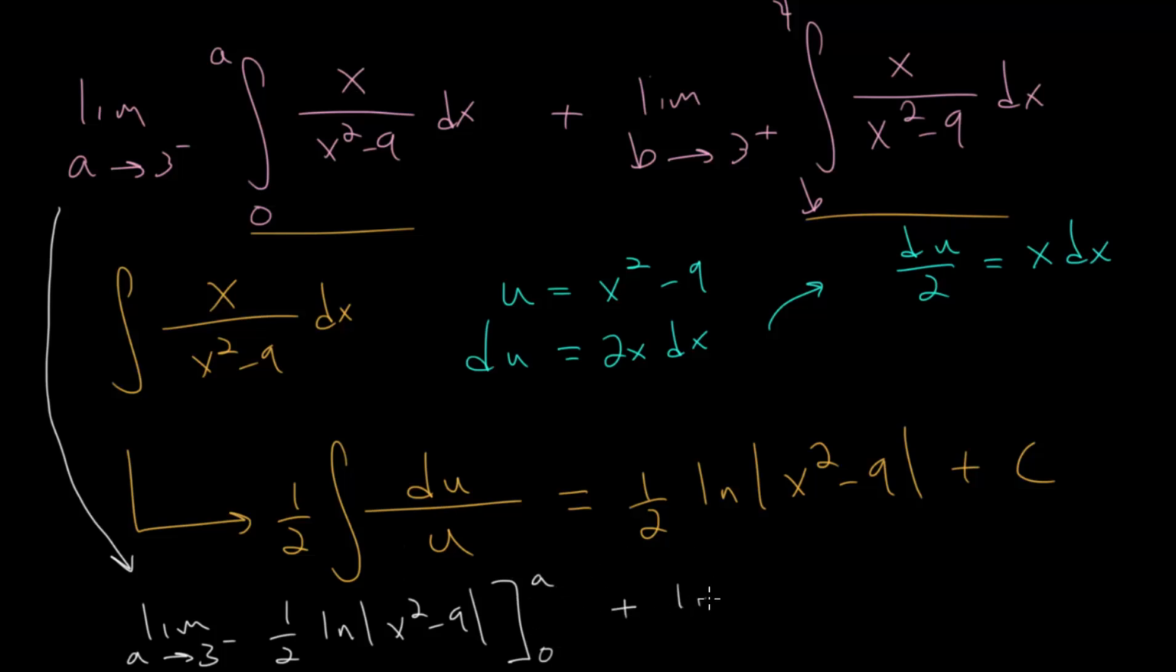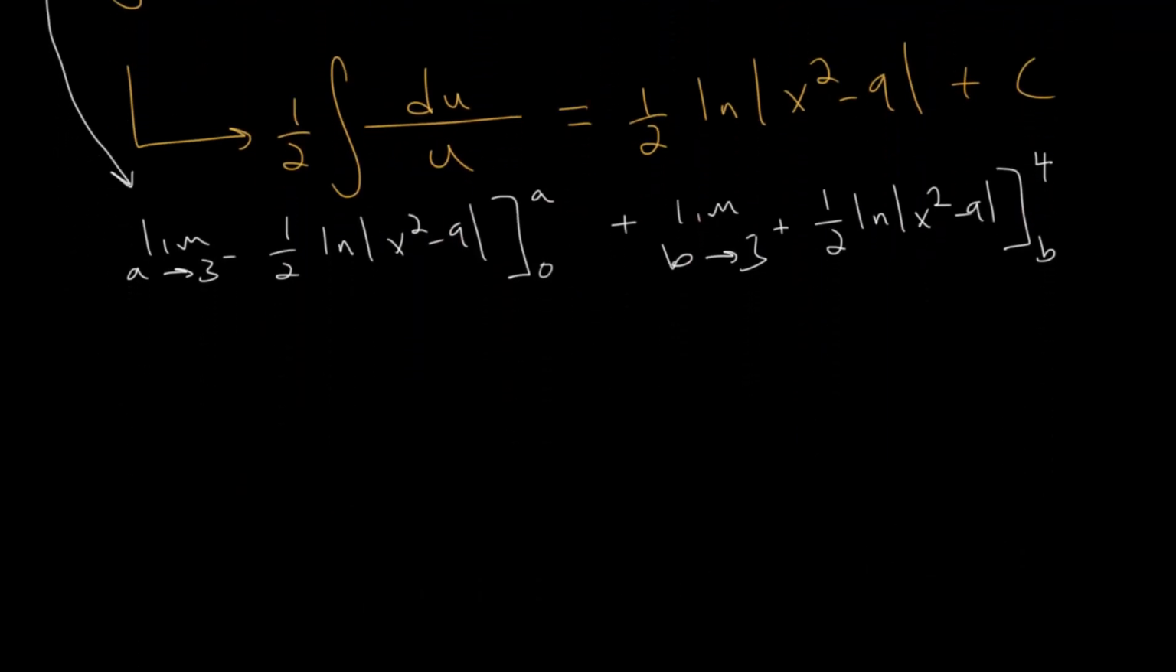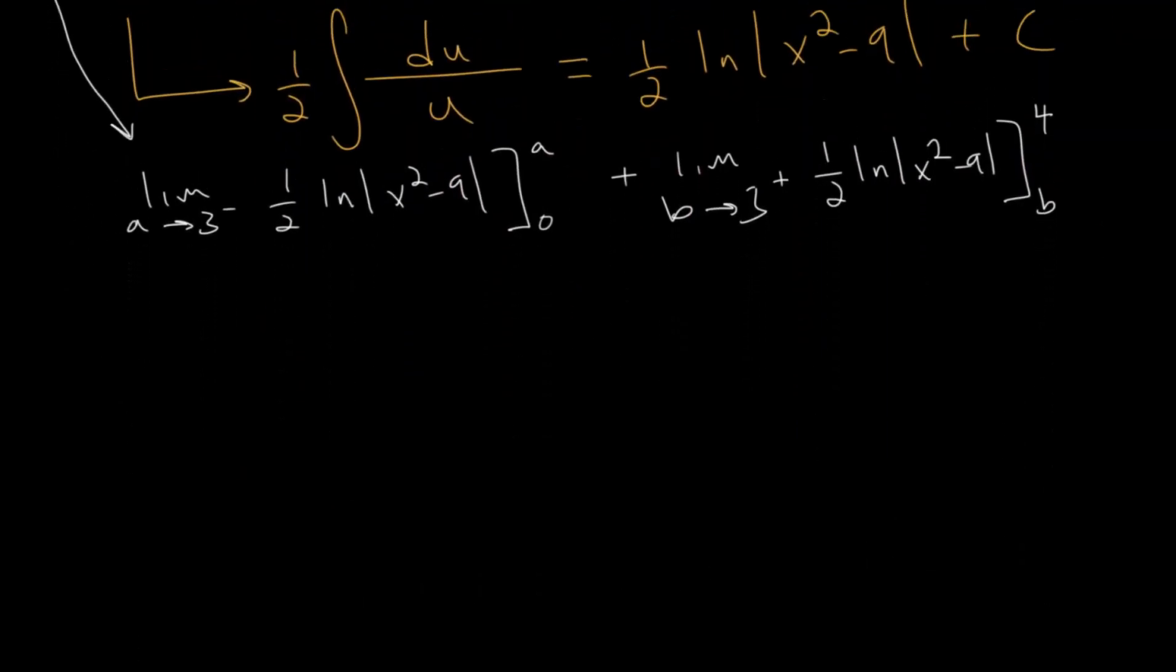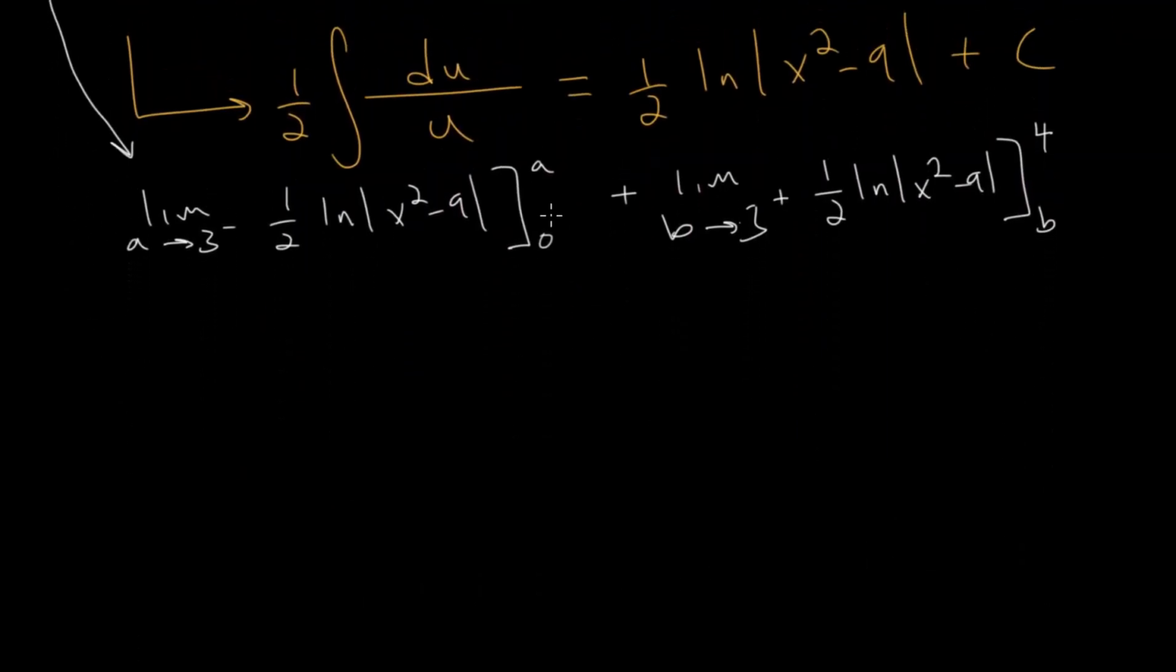And then we'll add the limit as b approaches 3 from the right-hand side of this expression, 1/2 multiplied by the natural log of x squared minus 9. And we're evaluating this between bounds of b and 4. So let me make a bit more room here, and we can finish our problem. We just need to plug in our bounds.